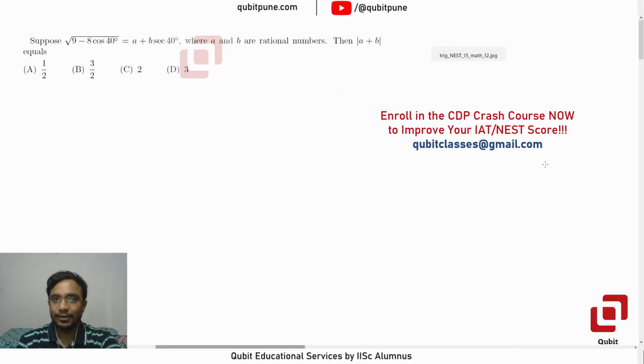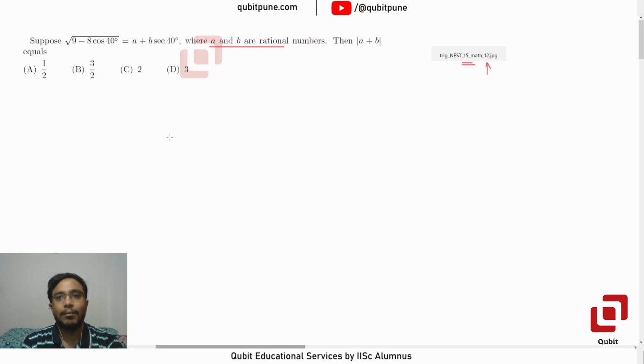A tricky trigonometric question from NEST 2015. It is question number 12 in the set A PDF. Suppose root of 9 minus 8 into cos of 40 degrees is equal to a plus b into sec 40 degrees, where a and b are rational numbers. Then mod of a plus b equals half, 3 by 2, 2 and 3.